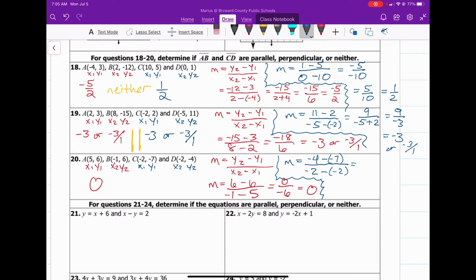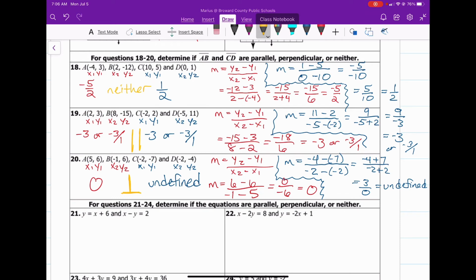So we gotta switch some things around. That's gonna be negative 4 plus 7, over negative 2 plus 2. Negative 4 plus 7 is positive 3. Negative 2 plus 2 is 0. And anything divided by 0 is undefined. So this is undefined. Now, as we stated earlier, a 0 slope and an undefined slope are perpendicular. So these two would be said to be perpendicular.